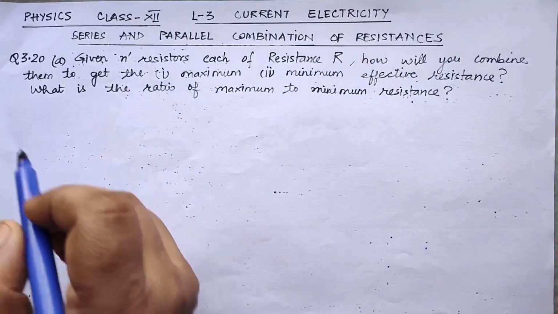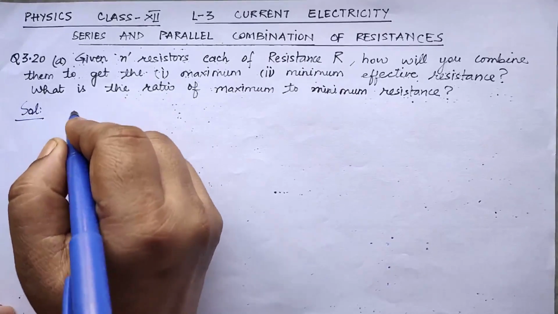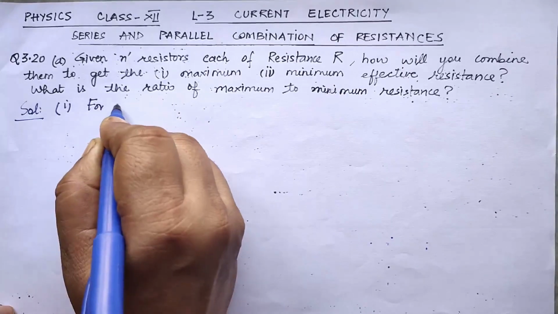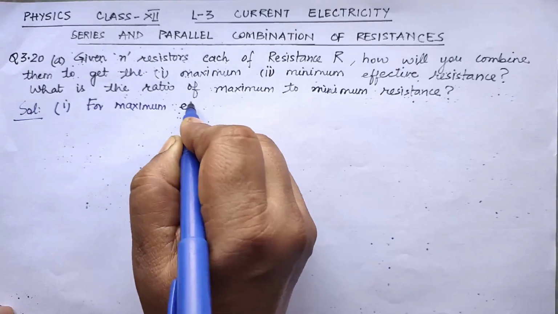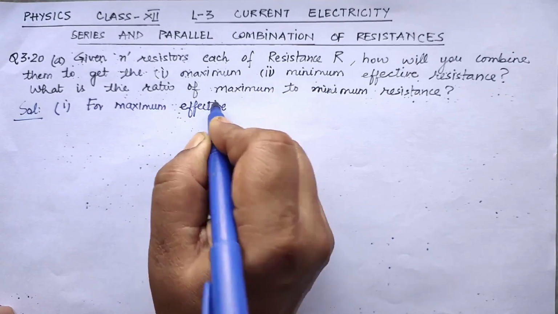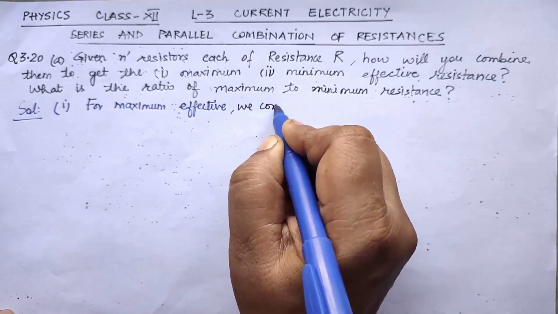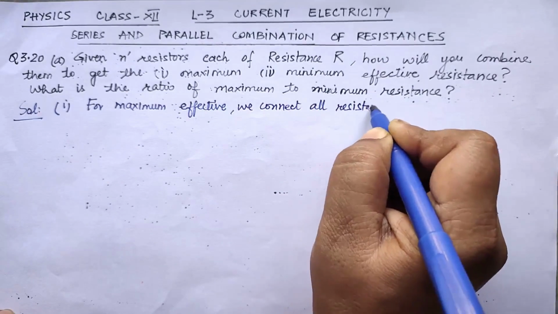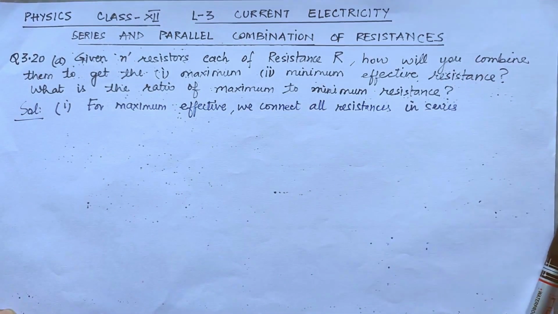So let us solve it. For solution, first part, for getting maximum, for maximum effective resistance, effective or equivalent means you are combining it and getting it. We connect all the resistances in series. This is the first part of the question. Let us try drawing it and solve and get the value of it.